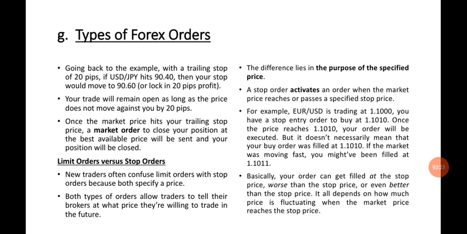A stop order activates an order when the market price reaches or passes a specific stop price. For example, euro versus United States dollar is trading at 1.1000. You have a stop entry order to buy at 1.1010. Once the price reaches 1.1010, your order will be executed. But it doesn't necessarily mean that your buy order was filled at 1.1010. If the market was moving fast, you might have been filled at 1.1011. Basically, your order can be filled at the stop price, worse than the stop price, or better than the stop price. It all depends on how much price is fluctuating when the market price reaches the stop price.